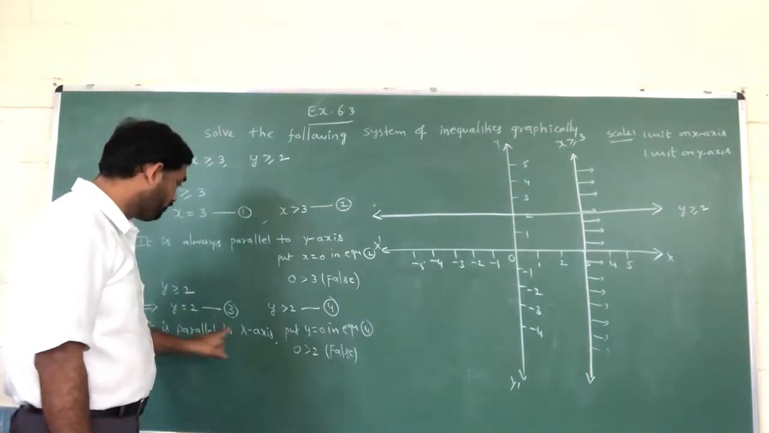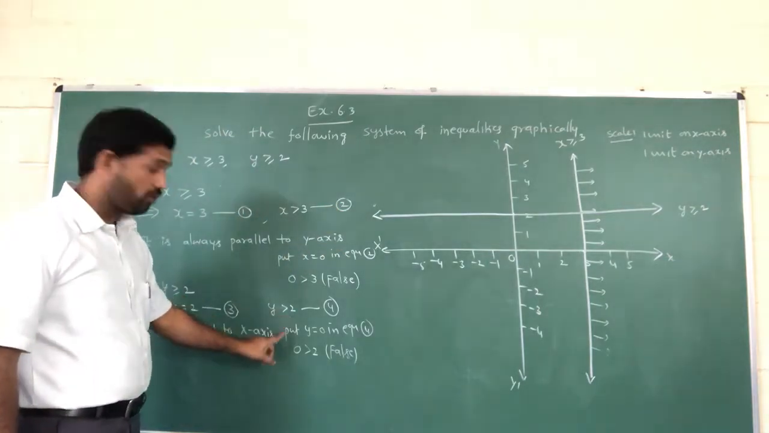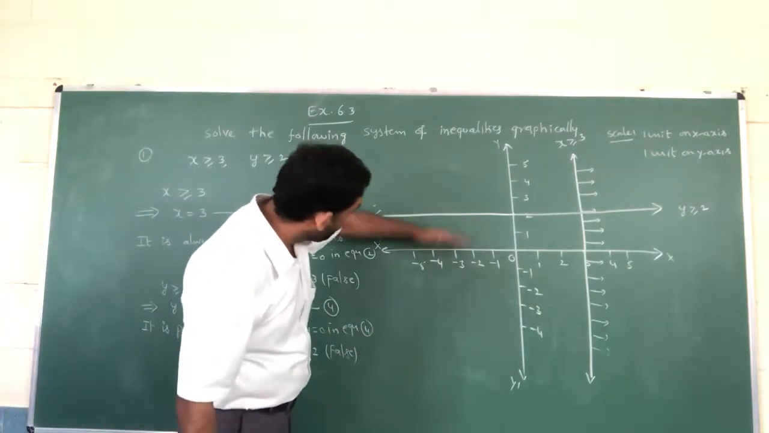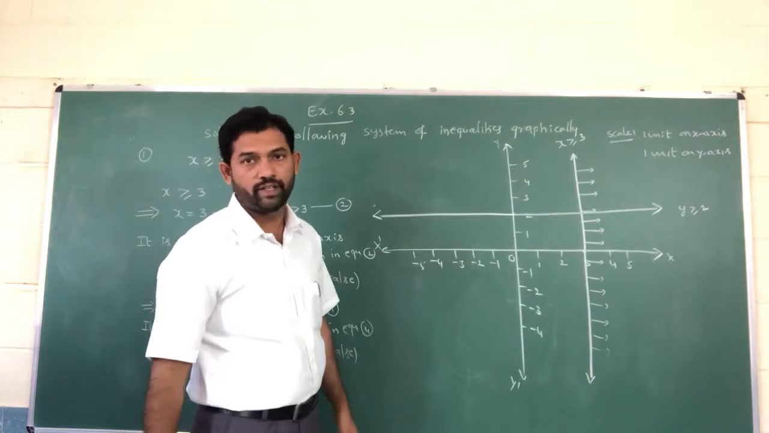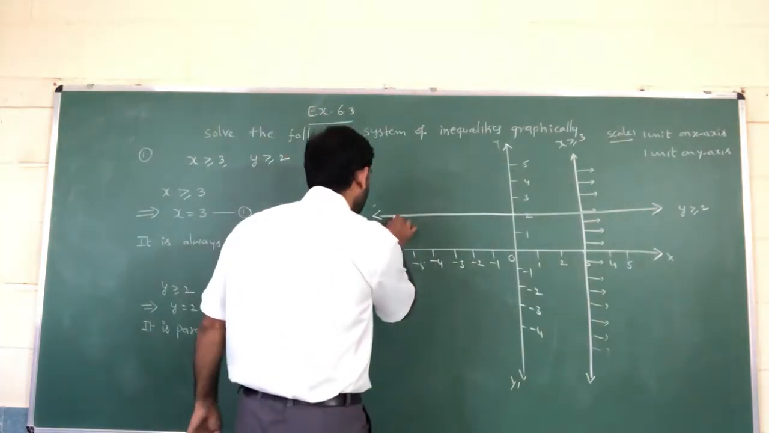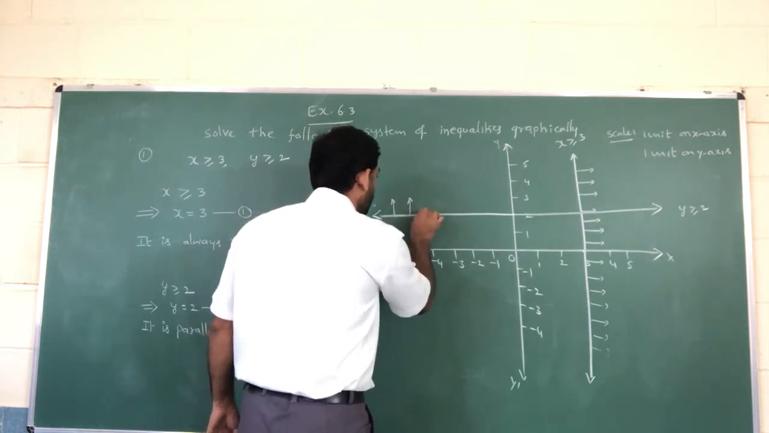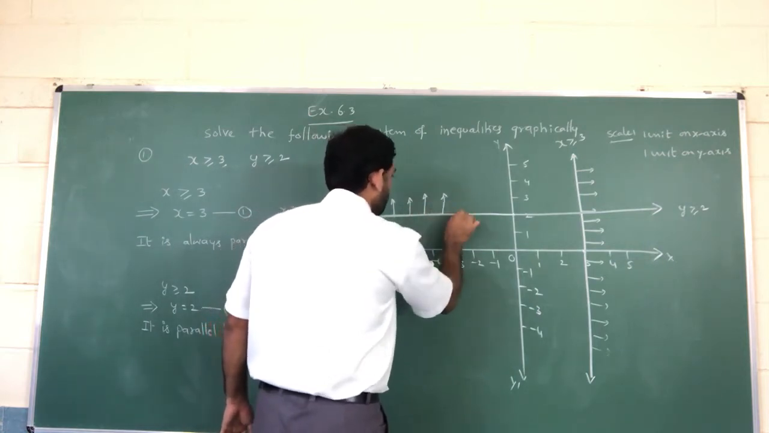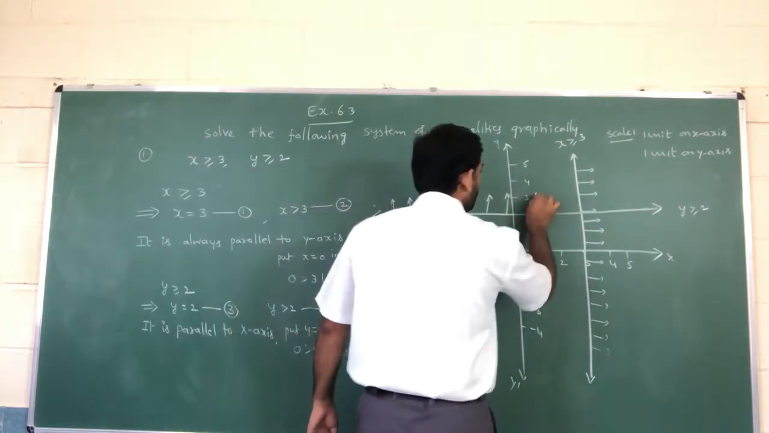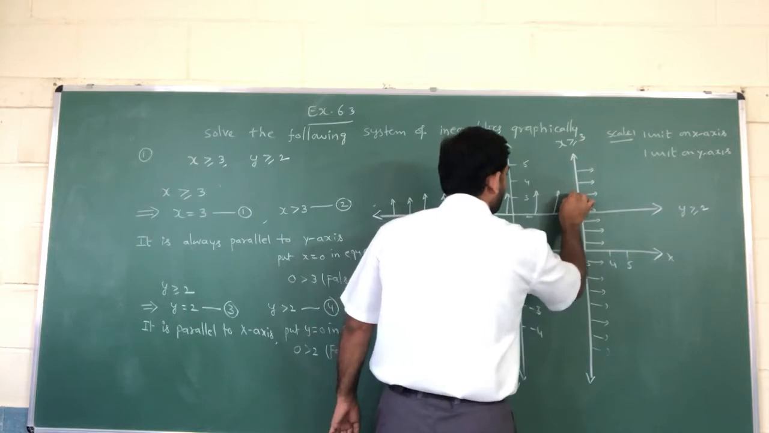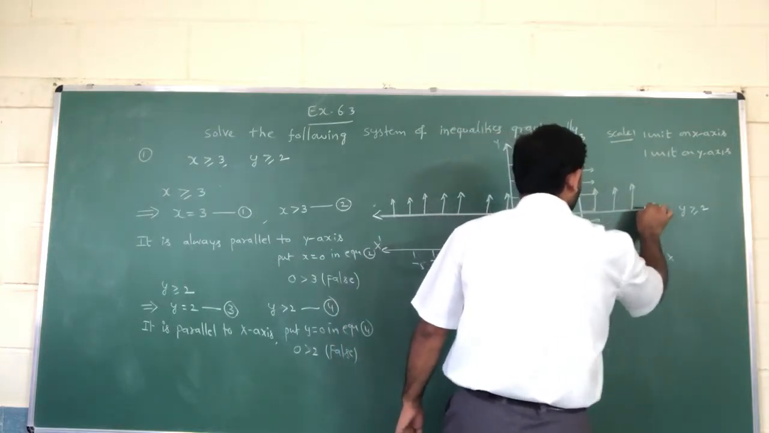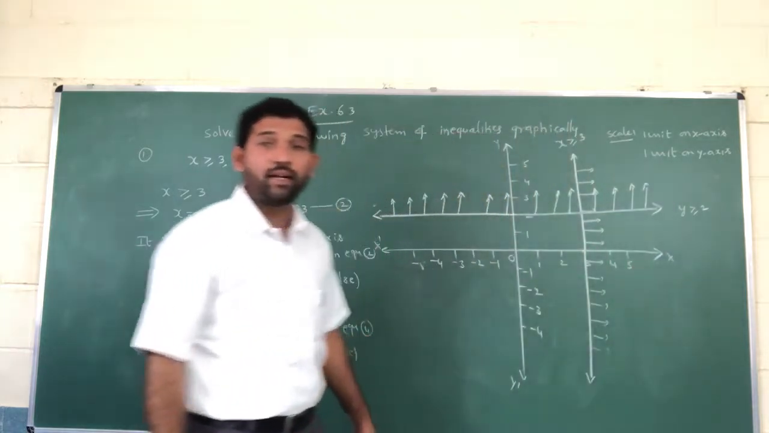So next, y greater than 2. Y greater than 2 means we are getting a false condition. Means here one solution is there, above one solution is there. So false means above the line. Here the solution is there. So right, now you understand.